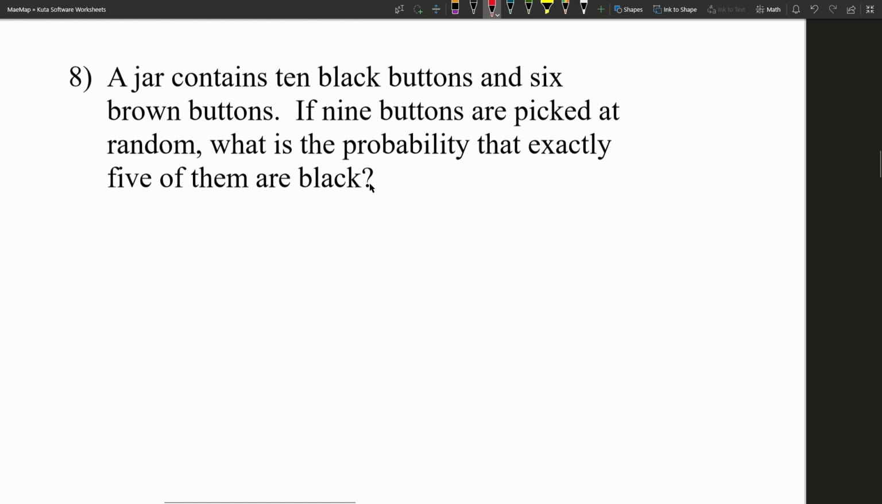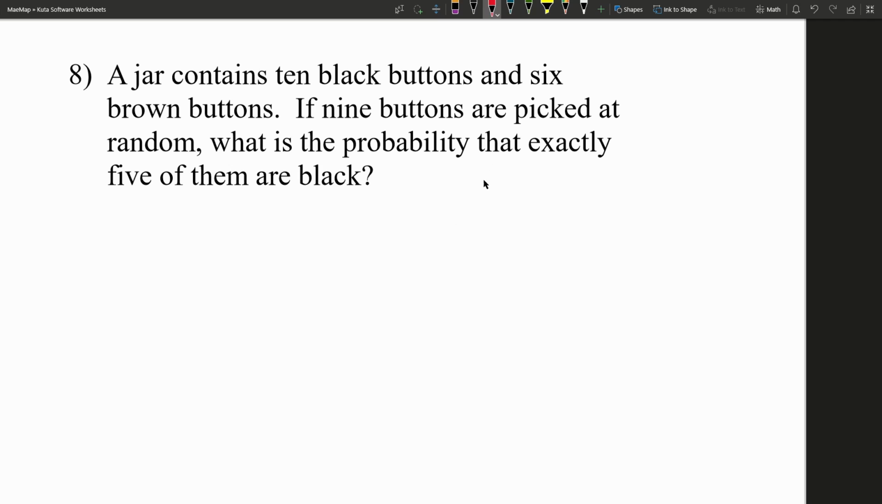Number 8 states that a jar contains 10 black buttons and 6 brown buttons. So we have a total of 10 plus 6. That's 16 total buttons. If 9 buttons are picked at random, what is the probability that exactly 5 of them are black? So this problem is similar to that last one. If we're choosing 9 buttons and they're asking us only about 5 of them, there's 4 that are unaccounted for. And if we want an exact color, then the other 4 need to be the other color.